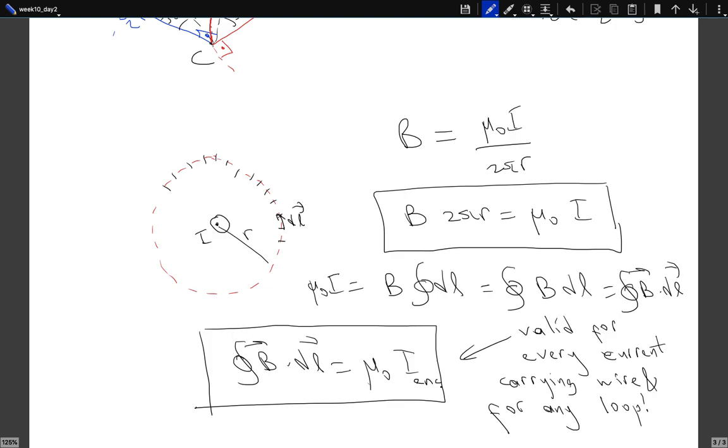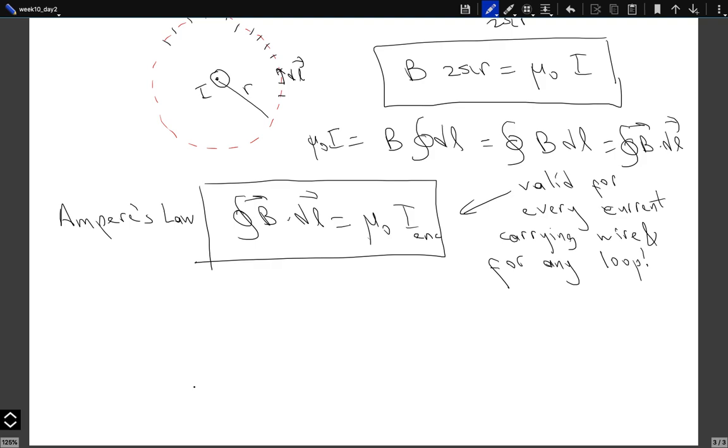Now this will be the analog of Gauss's law in magnetics. You see, in electrostatics, we use Gauss's law to calculate the electric field for quite symmetrical charge configurations. Here we will use this law, Ampere's law, to calculate the magnetic field of very symmetric current configurations. Well, there are a couple of things that we have to pay attention to.